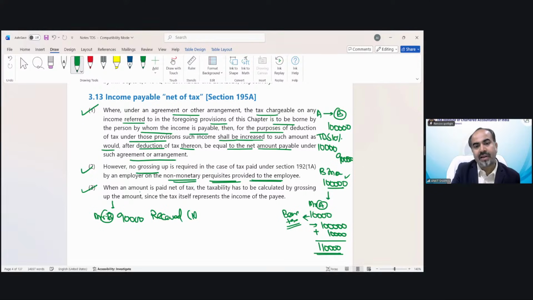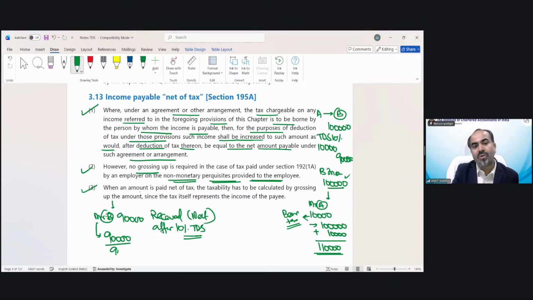That is called net income, after deducting 10% TDS. So for the purpose of the income of Mr. B, how much do we need to include in his GTI? The amount which is before deducting this TDS. And how can we find it out?